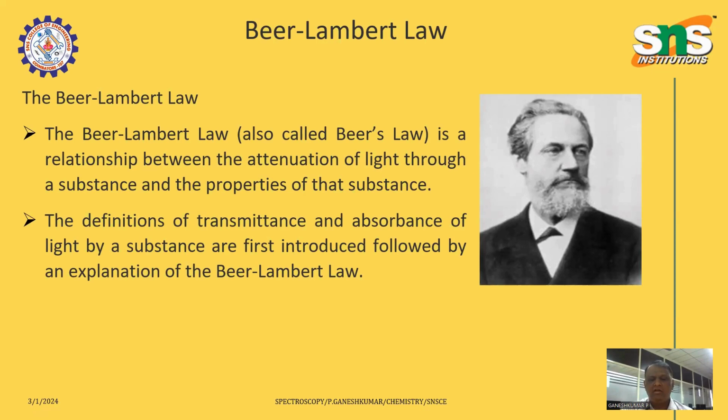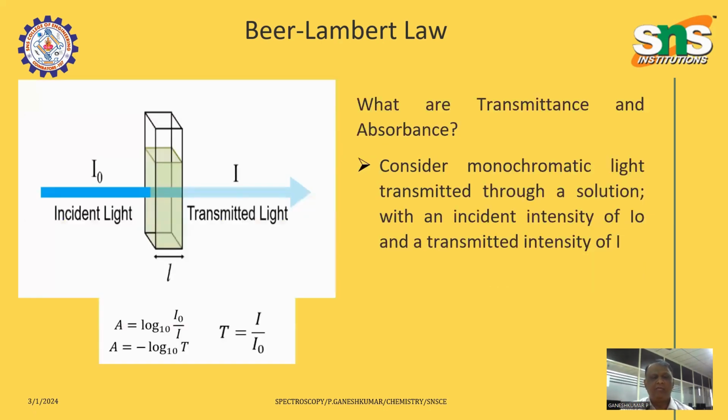Beer-Lambert's law, which we also call Beer's law, is a relationship between attenuation of light through a substance and the property of the substance. The definitions of transmission and absorption of light by a substance are first introduced by this explanation with Beer-Lambert's law. Consider a cuvette which contains some liquid substance, and the incident light is represented as I0 and the transmitted light is I.